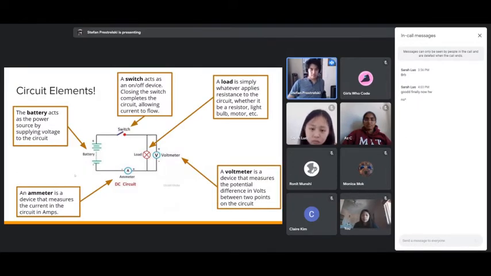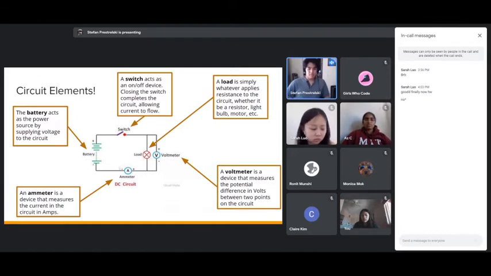Here's a few basic circuit elements put together. We have the battery that supplies its power, it's applying voltage. Then we have a switch, which is simply an on-off device. When you close the switch, or like say turn it on, that completes the circuit. But when you have the switch open, there's a break in the circuit and current can't flow. Close the switch, that completes the circuit. We have a load. That's simply whatever applies resistance to the circuit. That can be a resistor, a light bulb, a motor, an electrical heater, what have you.